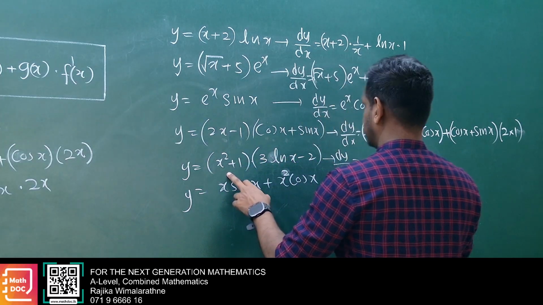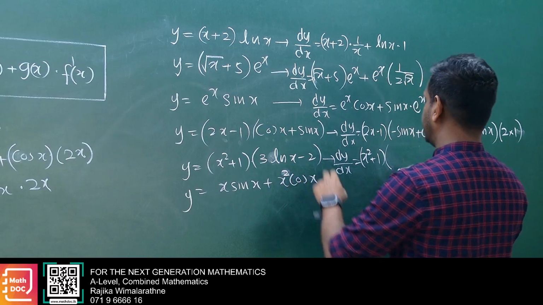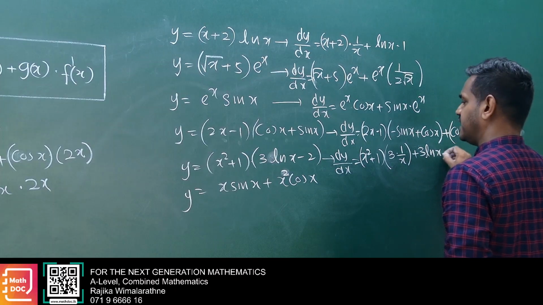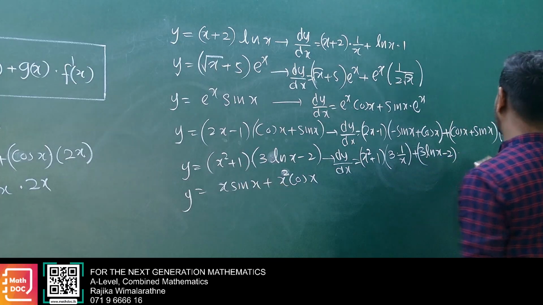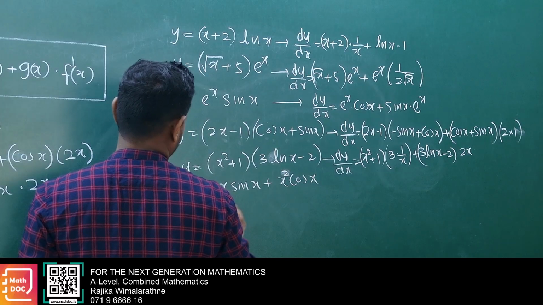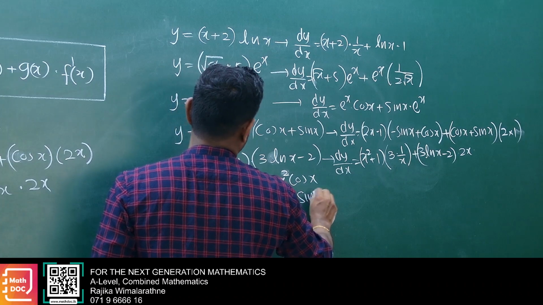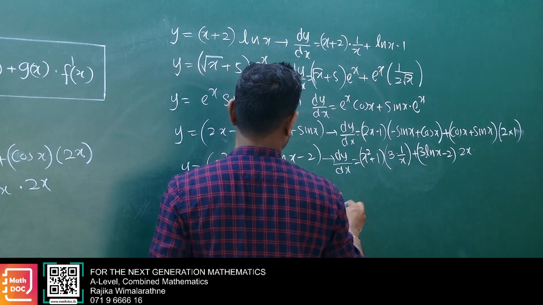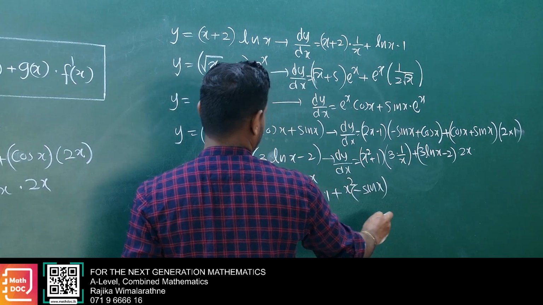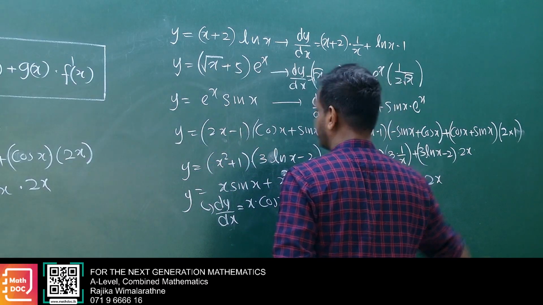Then dy by dx: (x square plus 1) times the derivative of 3 ln x minus 2, 3 times 1 over x, plus (3 ln x minus 2) times the derivative of x square plus 1, 2x. Here dy by dx: x times the derivative of sin, cos, plus sin x times the derivative of x, 1. Next, x square times the derivative of cos, minus sin, put brackets, plus cos x times the derivative of x square, 2x.